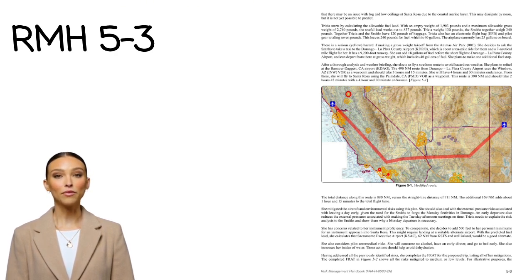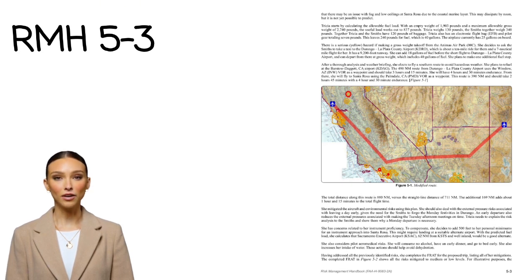From there, she will fly to Santa Rosa using the Palmdale, California PMD VOR as a waypoint. This route is 390 nm and should take 2 hours 45 minutes with a 4 hour and 30-minute endurance. The total distance along this route is 880 nm versus the straight line distance of 711 nm. The additional 169 nm adds about 1 hour and 15 minutes to the total flight time.